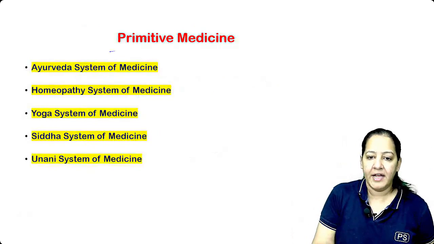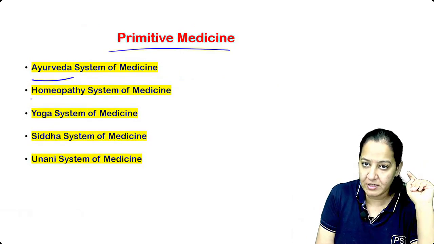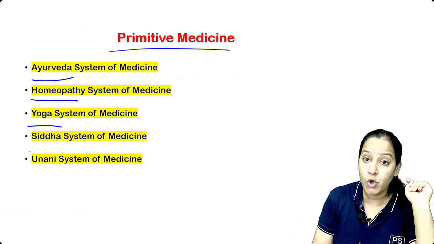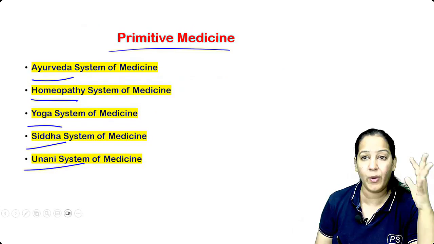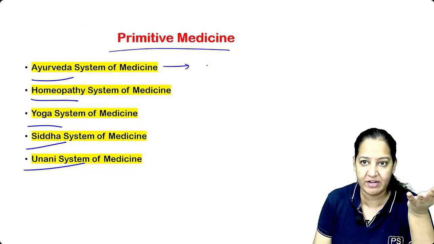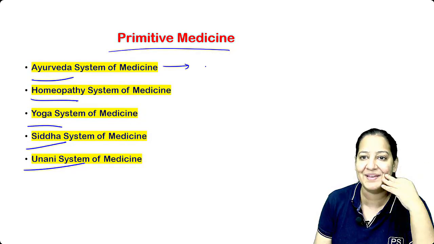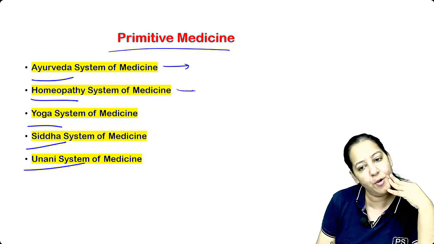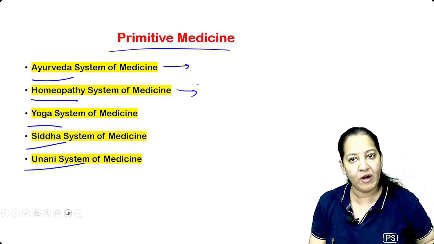In the primitive medicine we have 5 systems of medicine: Ayurveda, homeopathy, yoga, siddha, Unani. Just take the important words. Don't go into detail now. The Ayurveda doctors are different. I guess none of you is an Ayurveda doctor; you all are doing MBBS. So the Ayurveda degree is different, the homeopathy degree is different. These are different doctors. Just see the principle of this medicine. Don't try to go into detail.